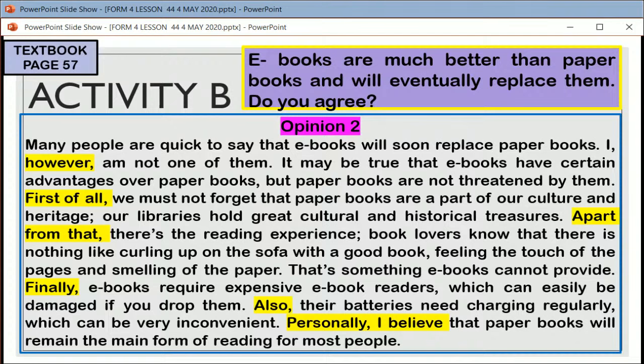Okay, the fourth sentence. It's here: curling up on the sofa with a good book, feeling the touch of the pages, smelling of the paper. So these three are the answers. Curling up on the sofa with a good book, feeling the touch of the pages and smelling of the paper. Yes, Bobby, you got it. Excellent. Very good.